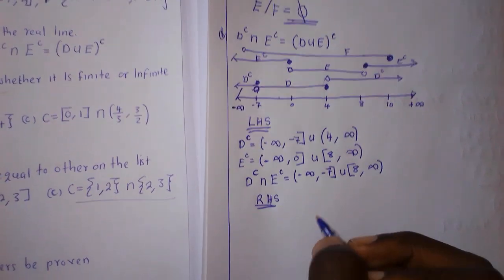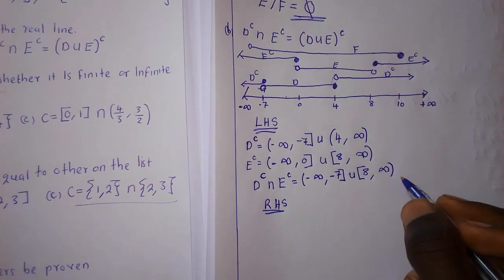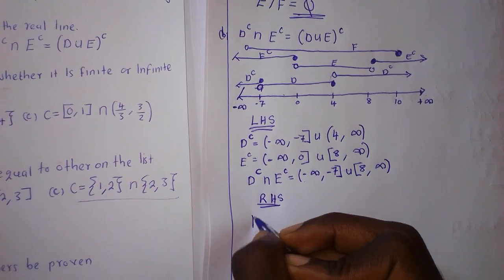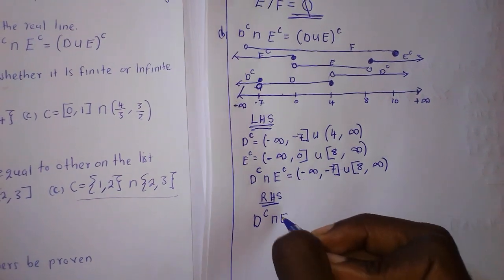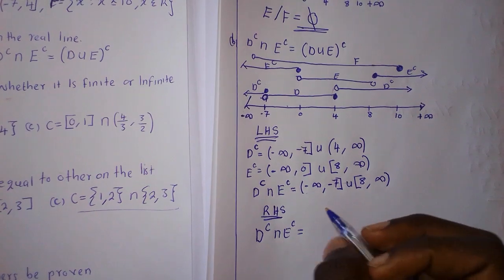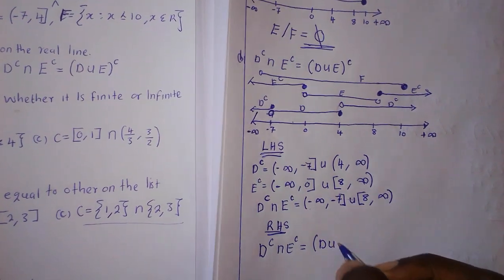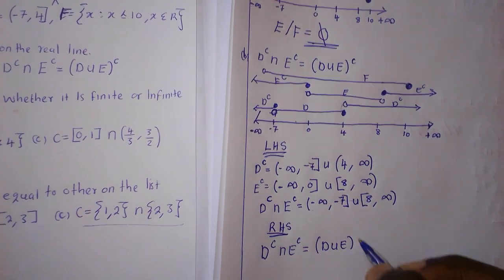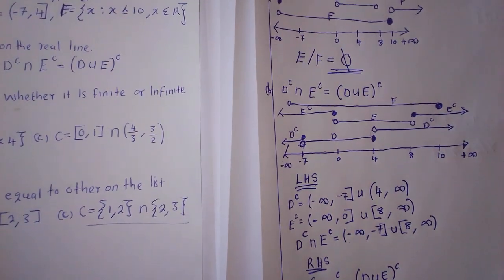You discover that you are going to find the same set here. You also find this set. Therefore, we can say that D intersection E complement is equal to what is on the right hand side. Okay, you are going to prove this. So this is how you solve this particular question.